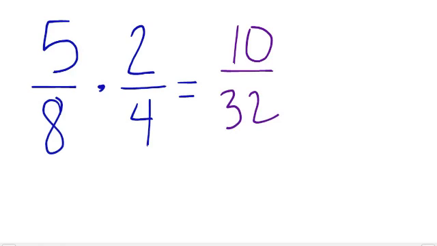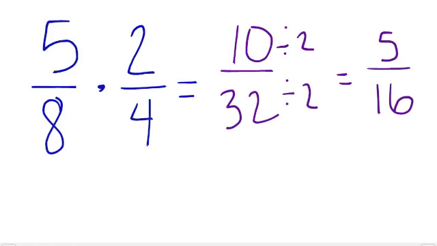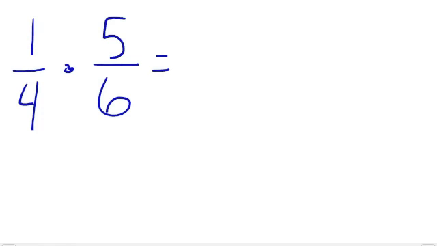Okay, then now we're going to simplify the fraction. So we have to think of a number that they both share as a factor, which would be 2. So we're going to divide this one by 2 and this one by 2, and we get 5/16. Okay, pretty simple. Let's go ahead and try another one.